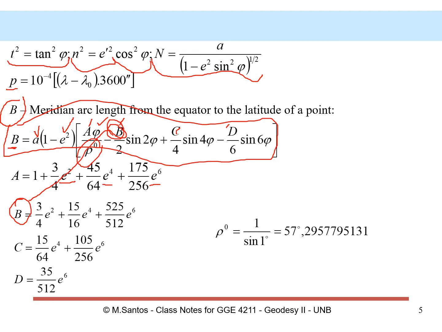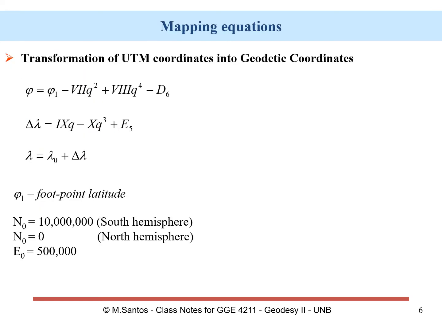Okay, this is a straightforward, direct computation. Now, if you go from UTM to geodetic coordinates, we know the UTM coordinates of a point and we want to get the geodetic coordinates of the point. So here are the expressions. We computed the latitude directly. For the longitude, actually I computed the longitude with respect to the central meridian.